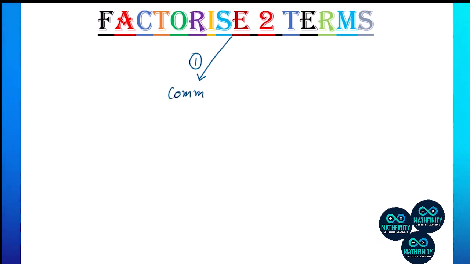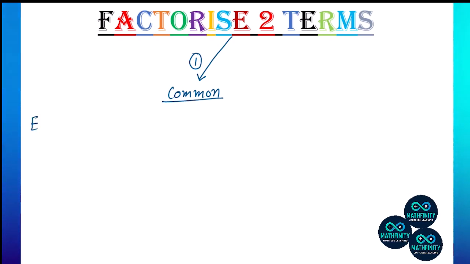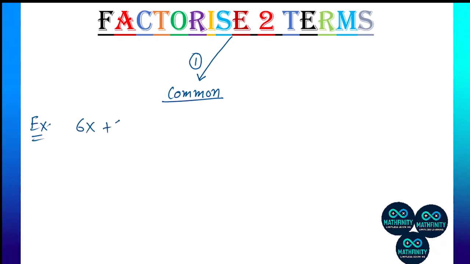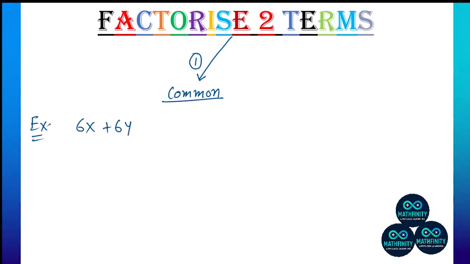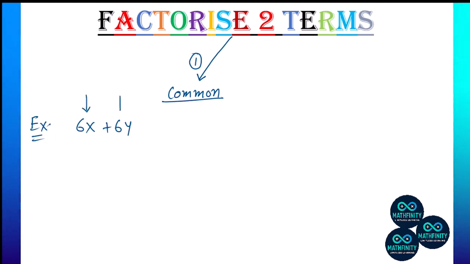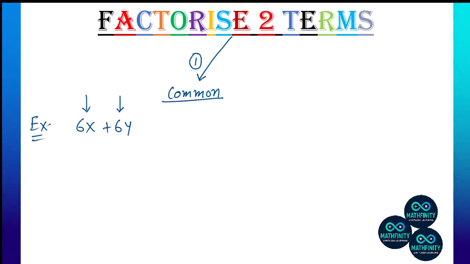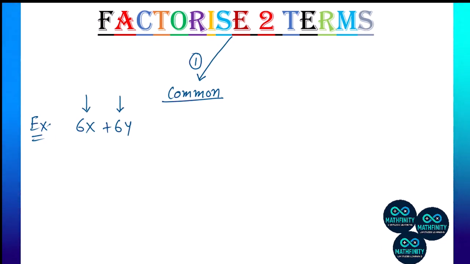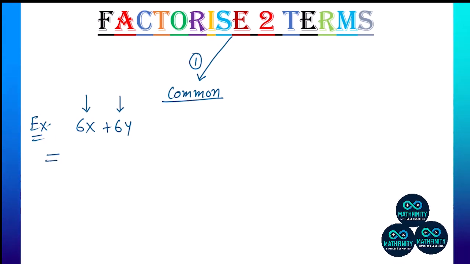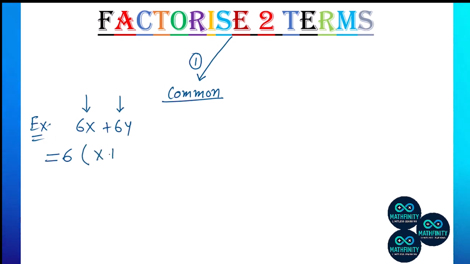What is common between them? For example, 6x plus 6y, and the question is factorize. How many terms are there? There are two terms, 1 and 2. So always first think about what is common between them. In this case, 6 is common between them. We will take out the common 6. What is left inside the bracket? x plus y.